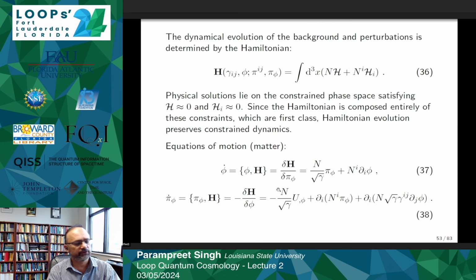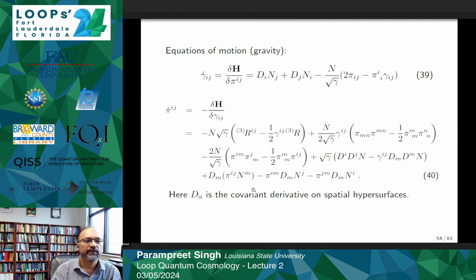The rest of it is just plain algebra and calculus. You have to write down Hamilton's equations of motion for matter, phi dot and pi_phi dot. Similarly, equations of motion for gravity, gamma_ij dot and pi^ij dot. It is a long exercise, but you can easily do it in a few pages. And here D_a is the covariant derivative on spatial hypersurfaces.